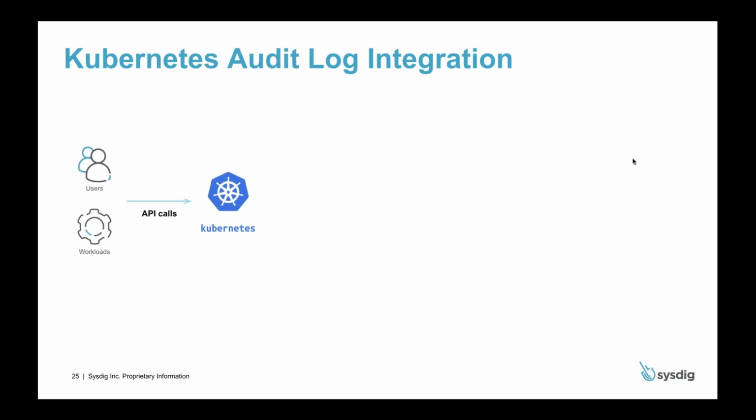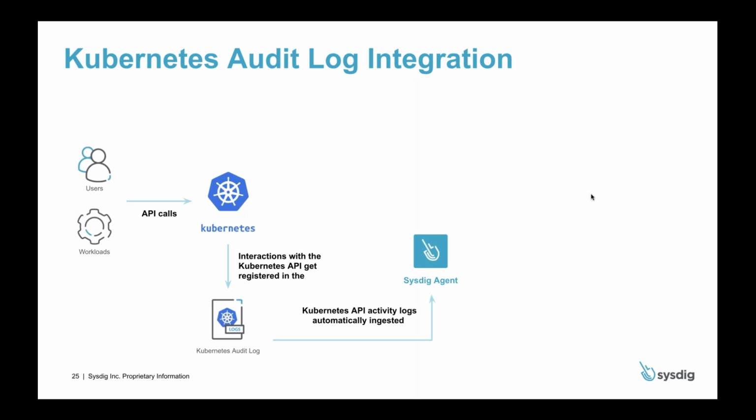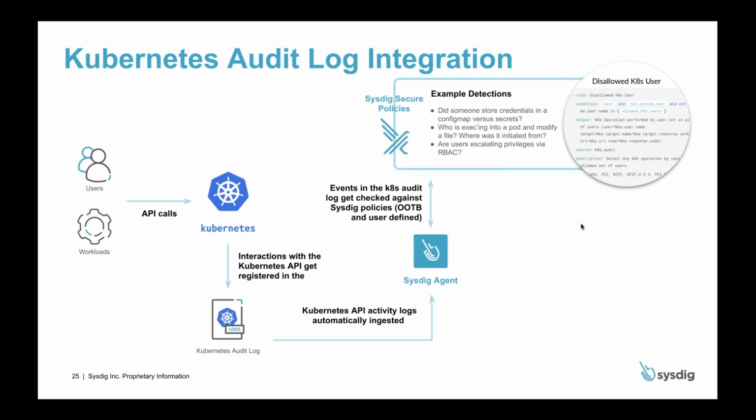So we talked about audit logs. This is another really important aspect. What we're seeing from customers is really leveraging the audit logs as another rich source of detection. We talked a lot about the system calls. This is the other aspect as well, where you have users and workloads making API calls to Kubernetes. All of these interactions with the API server are getting logged in the Kubernetes audit logs, and what we're doing is automatically ingesting these activity logs into the Sysdig agent and allowing you to write detection rules based on the events that we're seeing in the audit logs.